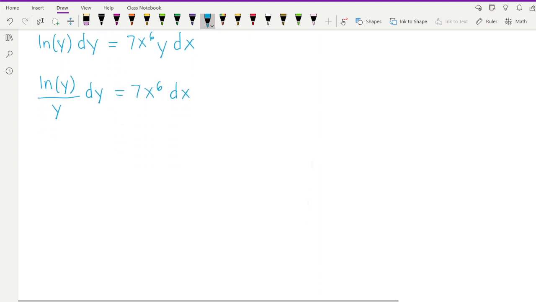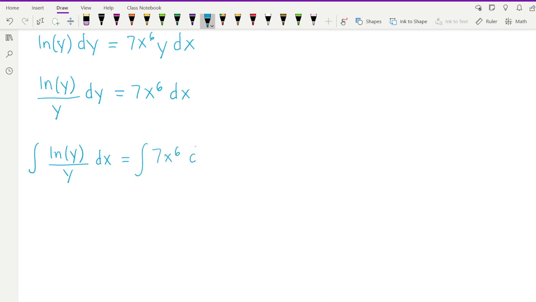Okay, so now that we have the x's and the y's separated out, now we can integrate each side. So on the left-hand side, we're doing the integral of ln of y over y. And on the right-hand side, we're doing the integral of 7x to the 6th. Oh, sorry, this should be a dy on the left-hand side. Okay, so focusing first on the left-hand side, this might initially look like kind of a complicated thing to integrate, but we can make a substitution.